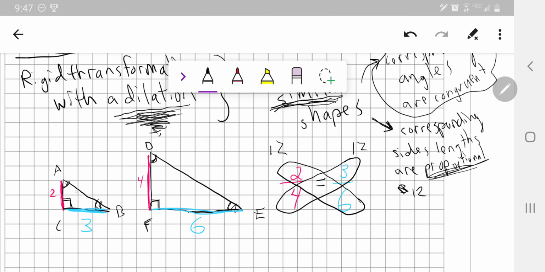So similar shapes are shapes that look the same but are different sizes, and they have to fit these two things. All right, so that's how to check it.